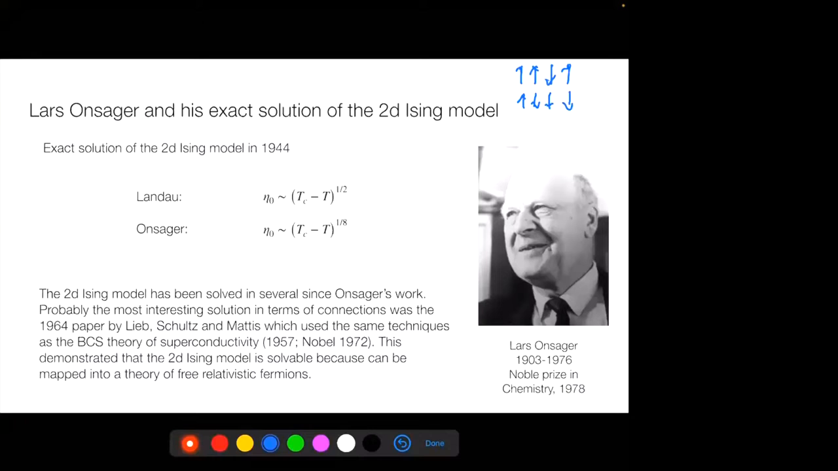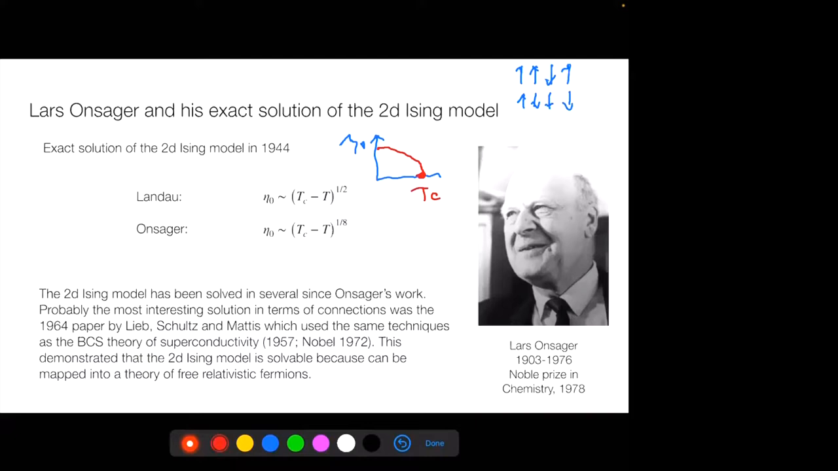So they're effectively two-dimensional. So if you look at Landau's work, he said that when you look at this curve for eta zero, it goes to zero in a certain power law, which is Tc minus T to the 1/2. Okay, so that's the graph he predicts. But Onsager had this exact solution, and he said, no, in this model, it's Tc minus T to the 1/8. So it's a somewhat steeper curve.